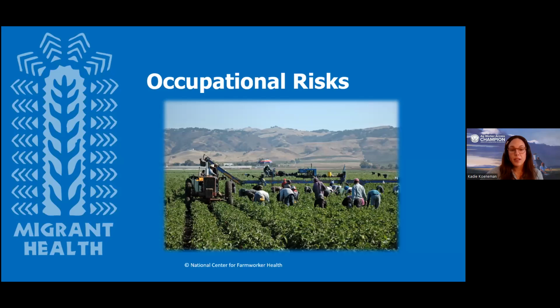So now that we've discussed the conditions related to work and housing, we're going to discuss the risks associated with agriculture as an occupation, as well as some of the environmental risks involved in this work and what regulations, or lack of, are in place to protect agricultural workers.